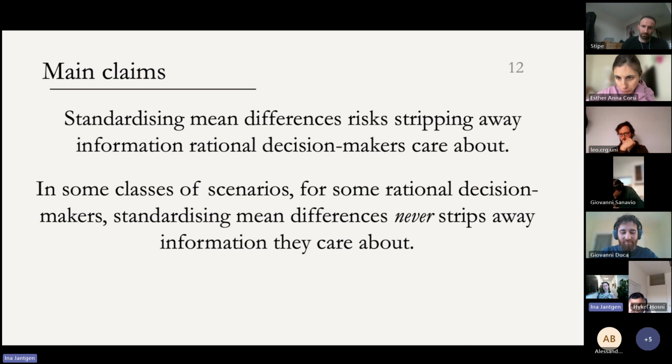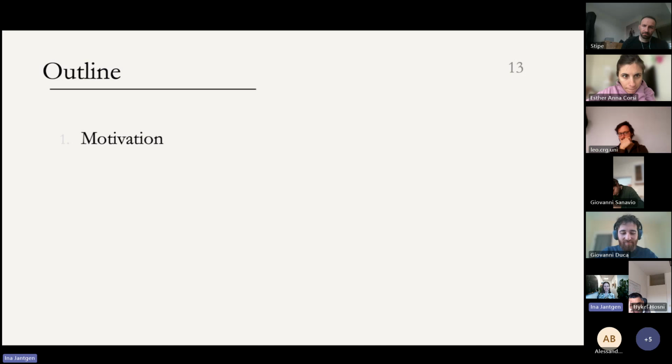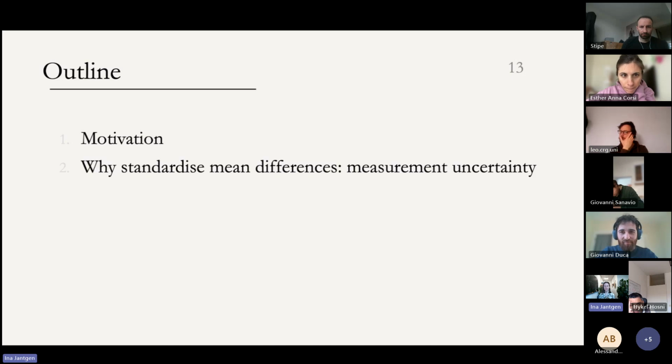Okay, so these are the two main claims of the paper. Here's how I'll proceed. So I already motivated the talk. I will now explain why we standardize mean differences.